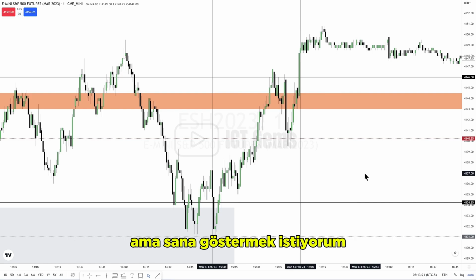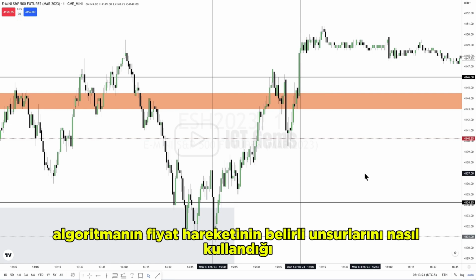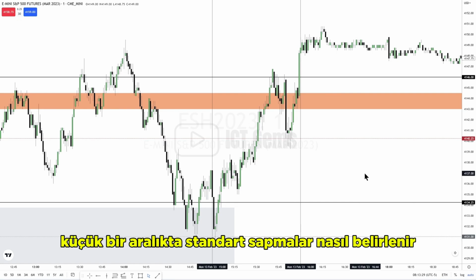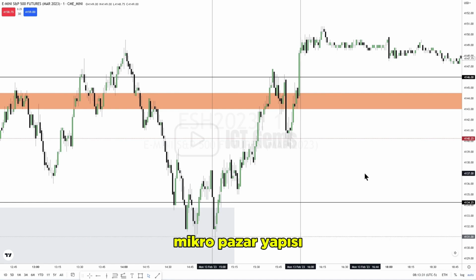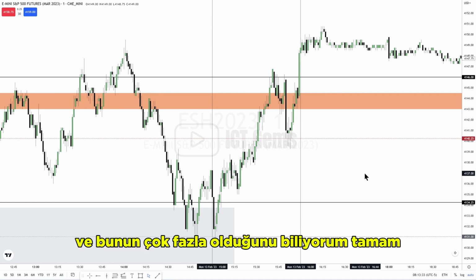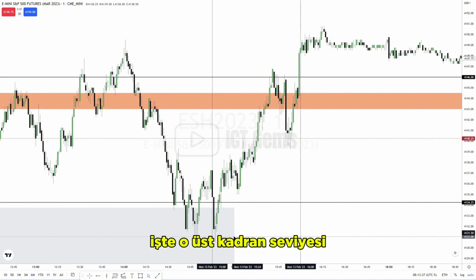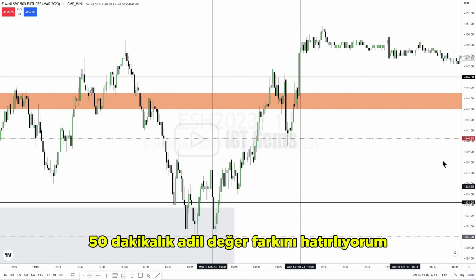But I want to show you how the algorithm uses certain elements of price action and trigger points to determine standard deviations within a small micro market structure. And I know that's a whole lot, okay, but I promise it's a lot easier when you see it discussed. Here is that upper quadrant level of that 15-minute fair value gap.